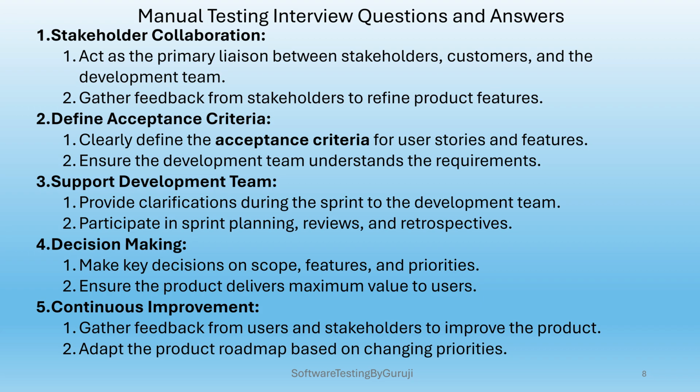Then next, define acceptance criteria. Clearly define the acceptance criteria for user stories and features. Ensure the development team understands the requirements. Then next one is support development team. Provide clarification during the sprint to the development team. Participate in sprint planning, review and retrospective. The next, decision making. Make key decisions on scope, features and priorities. Ensure the product delivers maximum value to users.